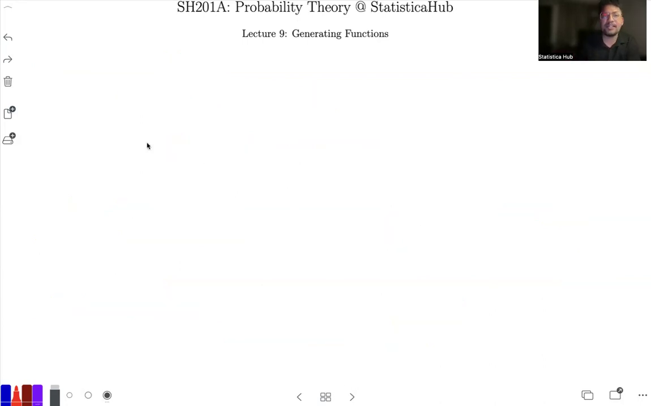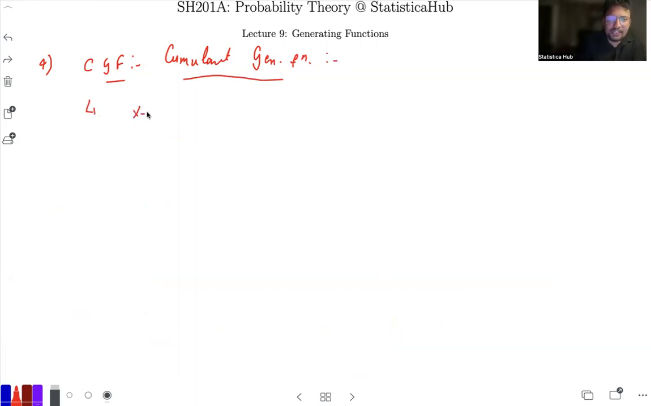Moving ahead, we have the last type of generating function that we have to take into consideration: the CGF, the cumulant generating function. So what is the cumulant generating function? Let's have a look. Again, you are having some random variable X, which can be discrete or continuous. The cumulant generating function is denoted by K x t, and this is very simple. You simply take the log of the moment generating function. So you find the MGF, then you take the log of the MGF.